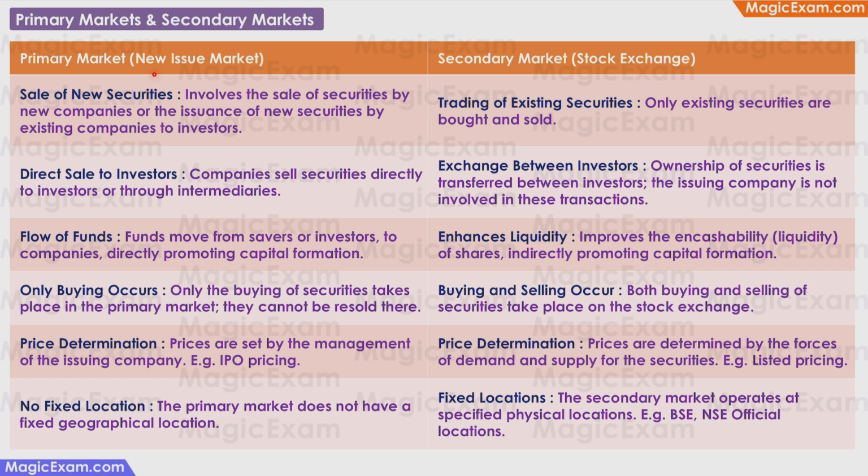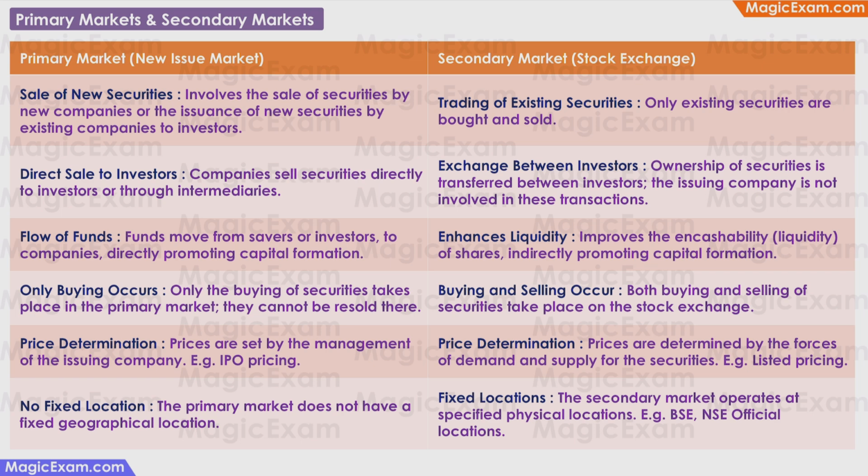The primary market is also known as the new issue market, while the secondary market is commonly referred to as the stock exchange. In the primary market, new securities are issued and sold directly to investors, whereas in the secondary market, trading of existing securities takes place between investors without the company being involved. In the primary market, funds flow from the investors to companies, promoting capital formation. In contrast, the secondary market provides liquidity to securities which were originally issued in the primary market, allowing investors to convert their holdings into cash.